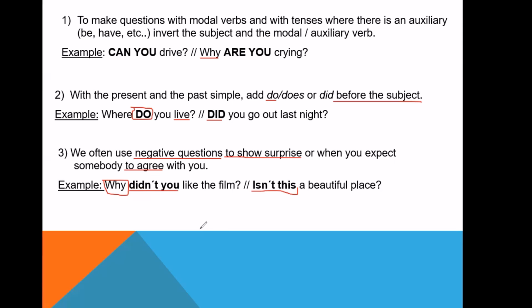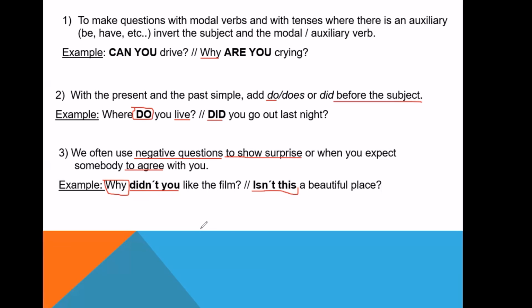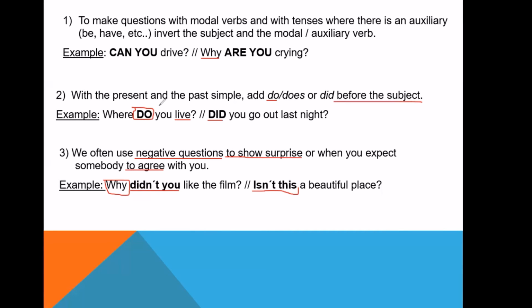Isn't this a beautiful place? For example, well, I think we have been here before. Haven't we been here before? I'm not sure. So, checking information. So we have these other points for the negative questions. Okay. Isn't this expensive? I don't have much money. And then off it goes, right?